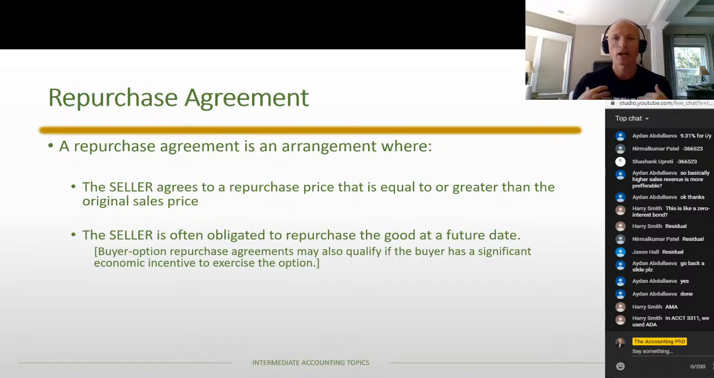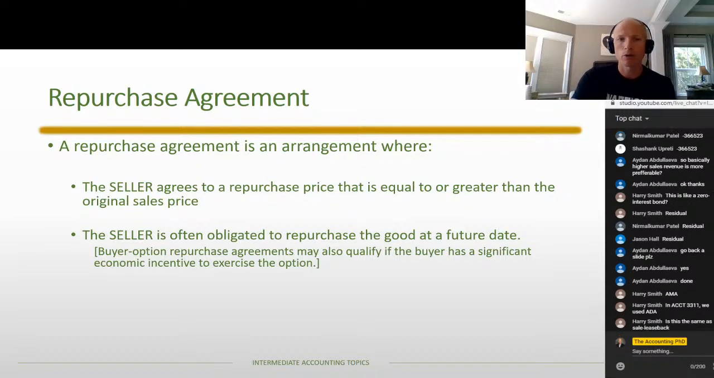So it's sort of like I'm selling you this item now, but I'm promising you to buy it back for more money later. So it's kind of a weird situation. And then the second piece of that is that the seller is often obligated to repurchase the good at a future date. In other words, sometimes that obligation is one that I have to do. It's not my option, I actually have to do it. And what we're saying is, so those two things would qualify as a repurchase agreement. That second step, if the buyer has an option where they have a significant incentive to force me to repurchase it, that it may also qualify as a repurchase agreement.